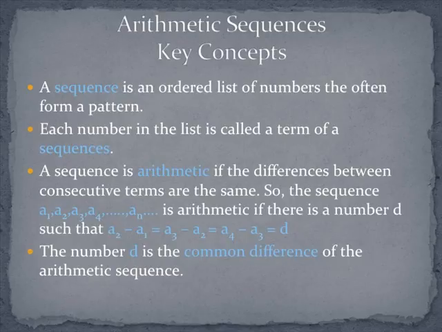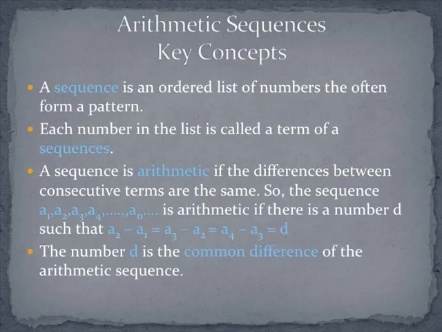A sequence is an ordered list of numbers. They often form a pattern. Each number in the list is called a term of a sequence. A sequence is arithmetic if the difference between consecutive terms is the same.